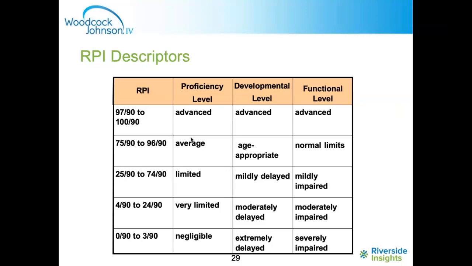So here are those descriptors that I discussed. If you're going to use RPIs, you probably want to have some sort of verbal descriptor. And we have charts with various kinds, whether you're using functional, developmental, or proficiency-oriented descriptors. It's really up to you based on the type of task you're evaluating and maybe how the data might be used.